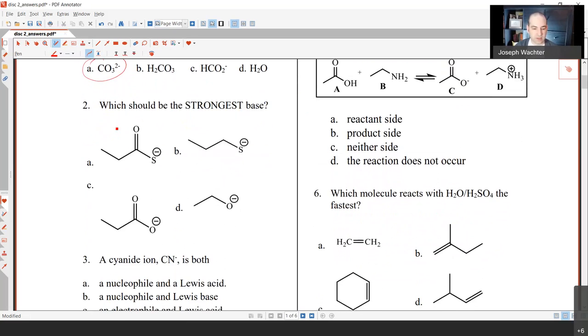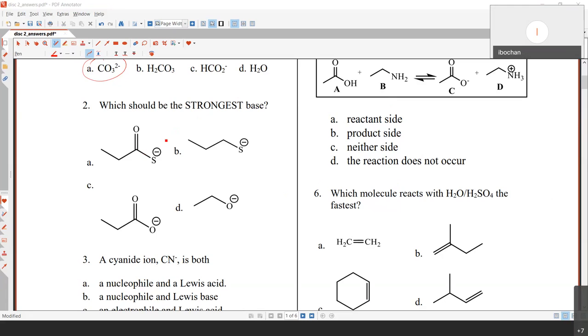All right, which should be the strongest base? So the strongest base, how are we going to decide this? What kind of strategies did you use? Can anybody tell me here? Or how did you think through this question? Anybody? Anyone want to participate there? Okay, guess not. All right, so we're going to look at a couple things here.